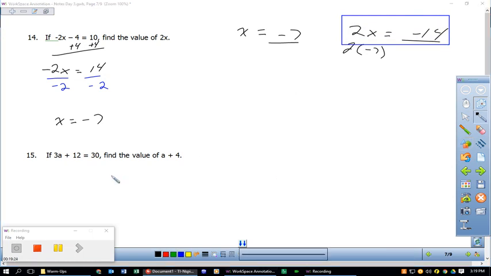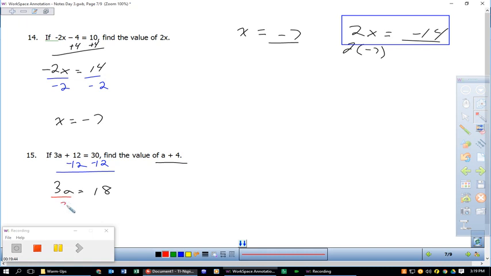All right, 15 is going to be very similar. First, find a, then find the value of a plus 4. So we will subtract 12 from both sides. That gives us 3a equals 18. Dividing by 3, we get a equals 6. So then a plus 4 is like saying 6 plus 4, because a is 6. So therefore, a plus 4 is 10.